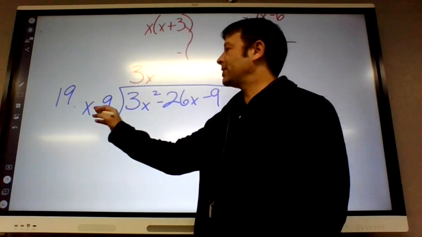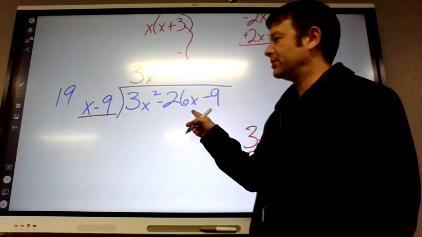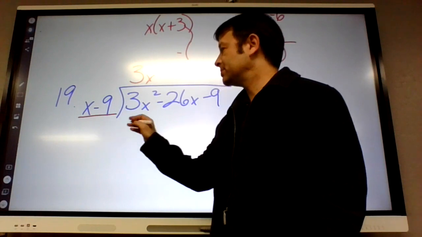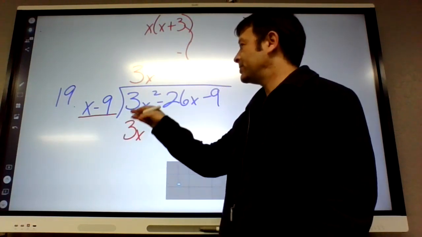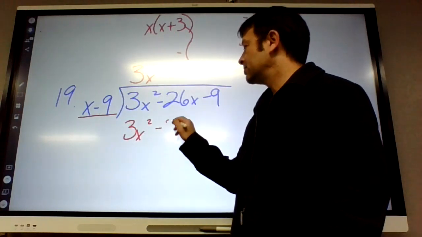And I'm going to take 3x, multiply it by the divisor, and put it right here and subtract it. So 3x times x, those match, every time. 3x times negative 9, negative 27.